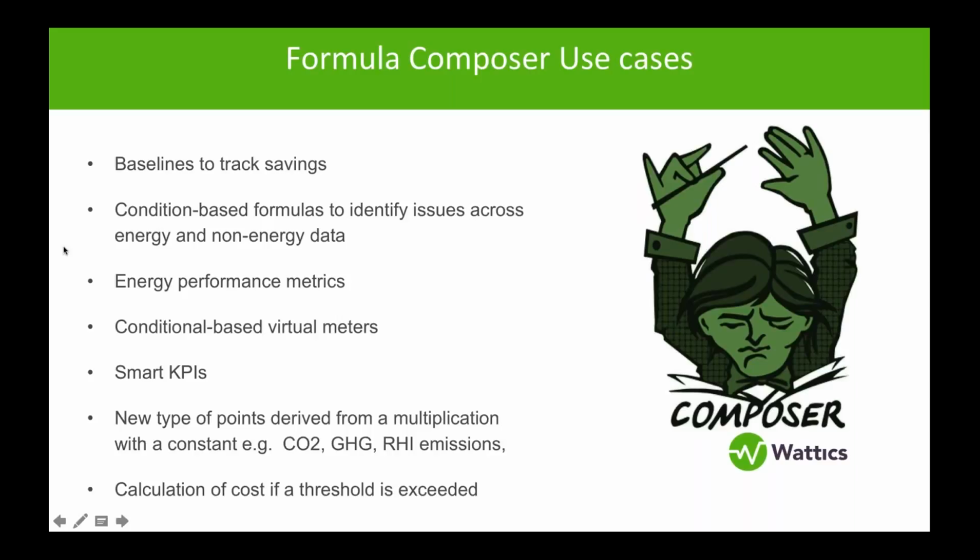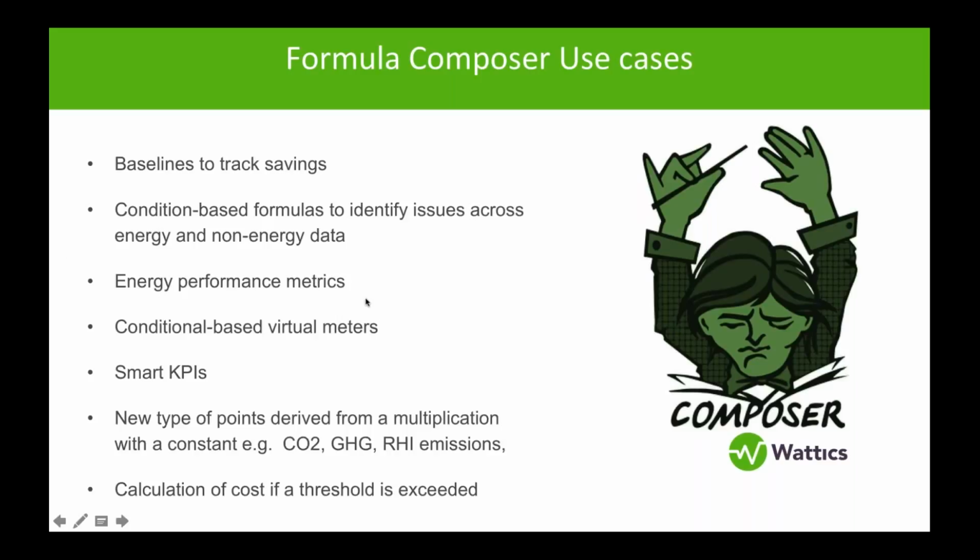Condition-based formulas to identify issues across energy and non-energy data. If compressor number one is on, for example, then compressor number two should be off. So you do an if compressor number one is on, then notify me if compressor number two is off. Or if compressor number two has a consumption that is greater than a threshold, it means some leakage is appearing on the compressor and the consumption started increasing beyond a certain threshold. So you can put an if condition to be notified, and even to calculate the wastage you are incurring if the compressor is above a certain threshold.